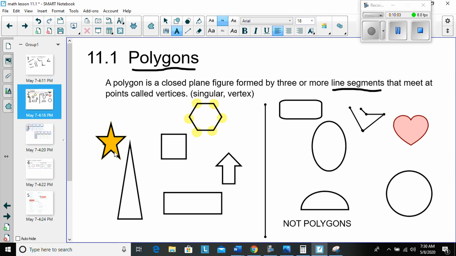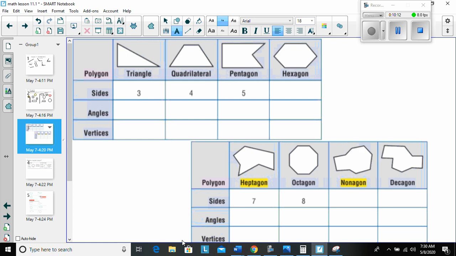Okay, so line segments, meeting at points, closed. Those are the most important things to remember about polygons. All right, next page. This is a table to show us some special kinds of polygons. We can call any closed shape made of line segments a polygon, but we can also give it a more special name depending on what it has.